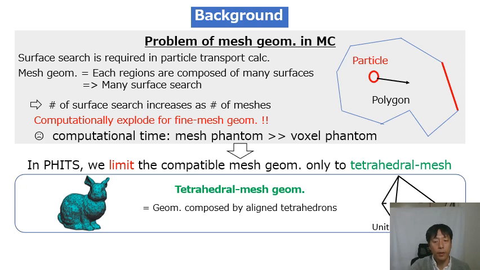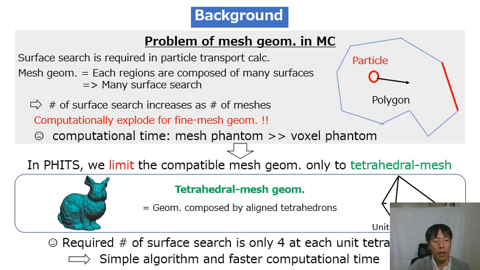To solve this problem, we decided to limit the compatible mesh geometry only to tetrahedral mesh in PHITS. Tetrahedral mesh geometry is a geometry composed of aligned tetrahedrons. The number of surface searches required for a tetrahedron is only 4. Therefore, this makes the algorithm simple and shortens the computational time.